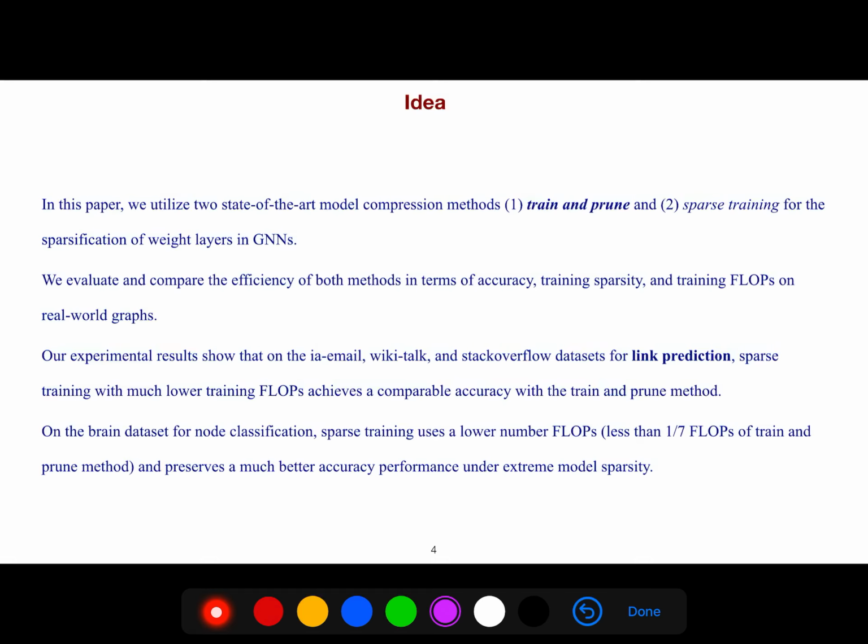So we utilize two state-of-the-art model compression methods, train and prune and sparse training, for sparsification of weight layers in GNNs. We evaluate and compare the efficiency of both methods in terms of accuracy, training sparsity, and training FLOPs on real-world graphs. Our experiment results show that on the Wikitalk and Stack Overflow datasets for link prediction, sparse training with much lower training FLOPs achieves a comparable accuracy with the train and prune method.